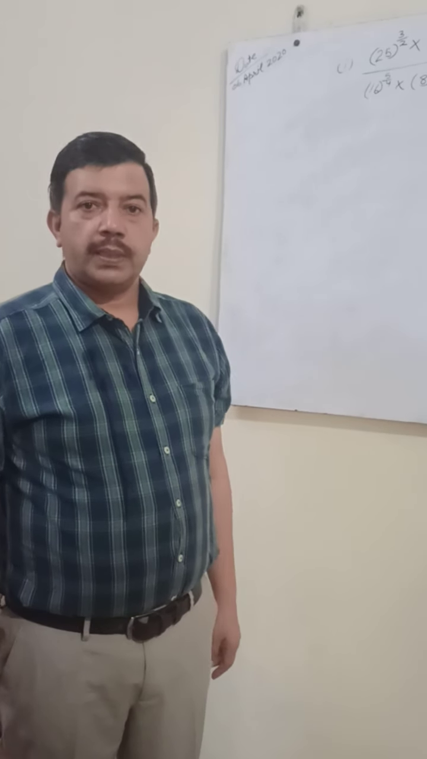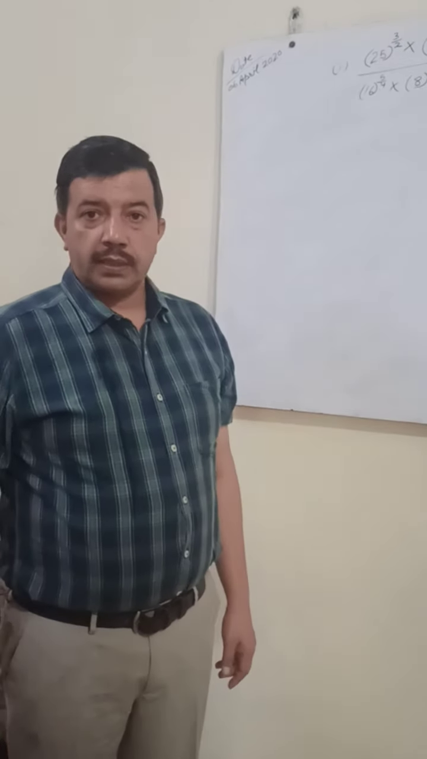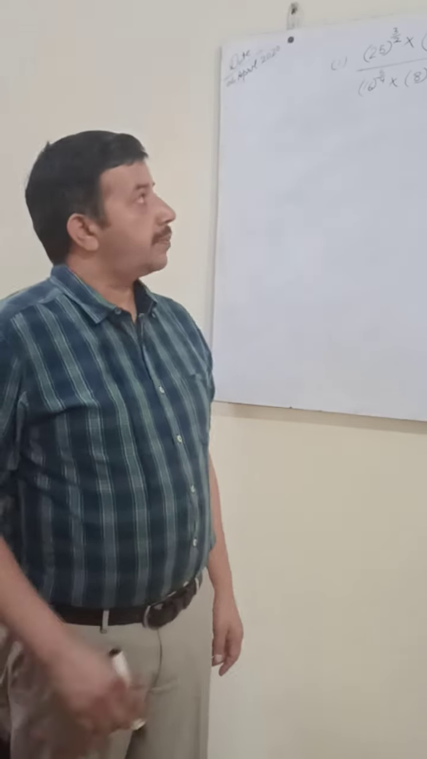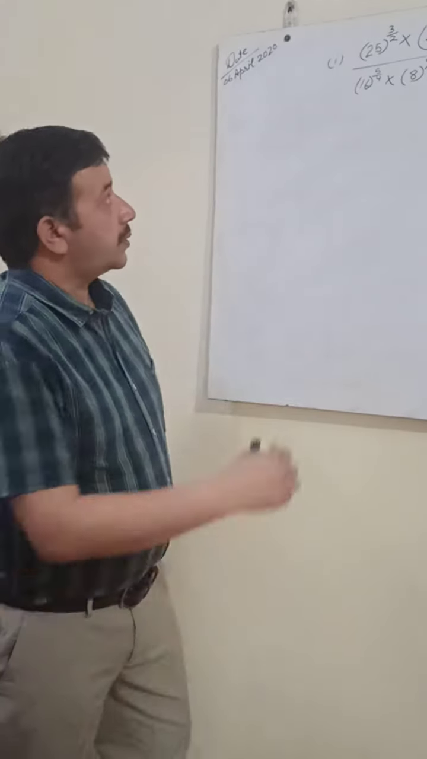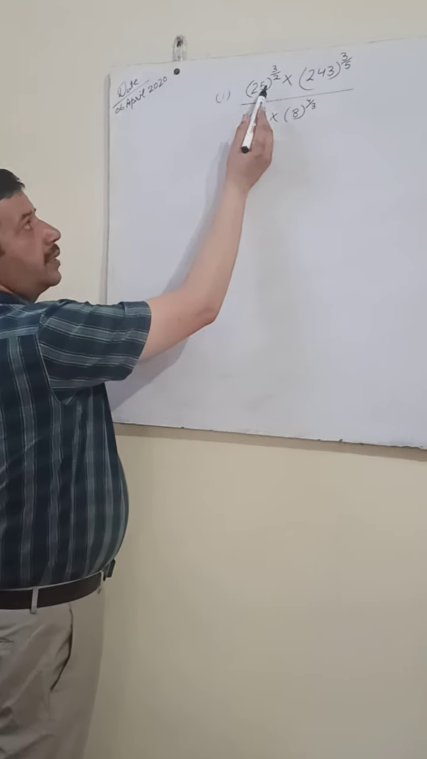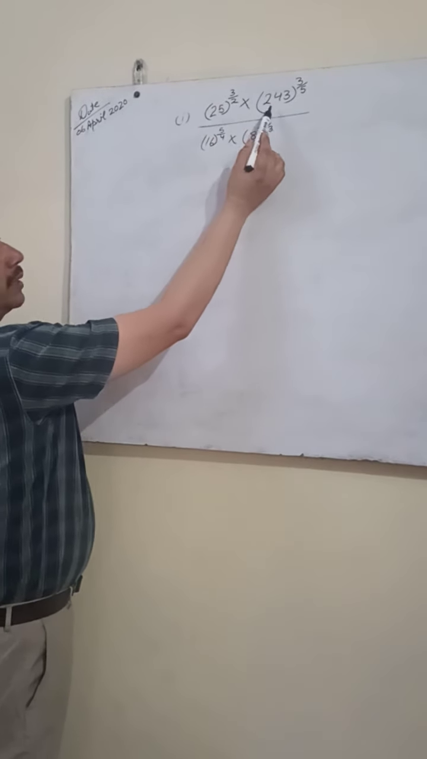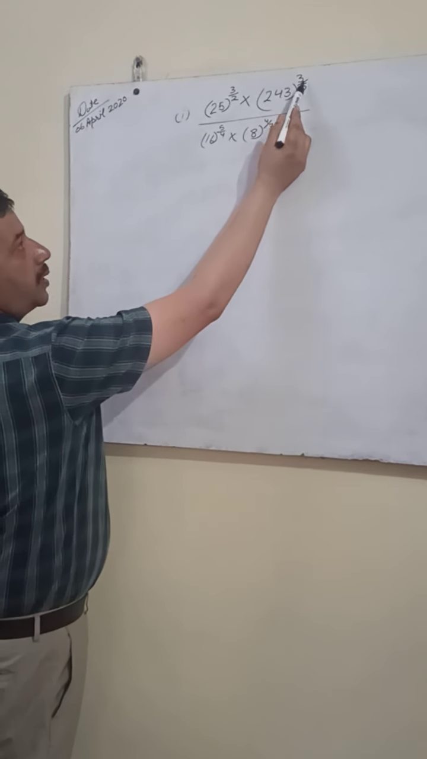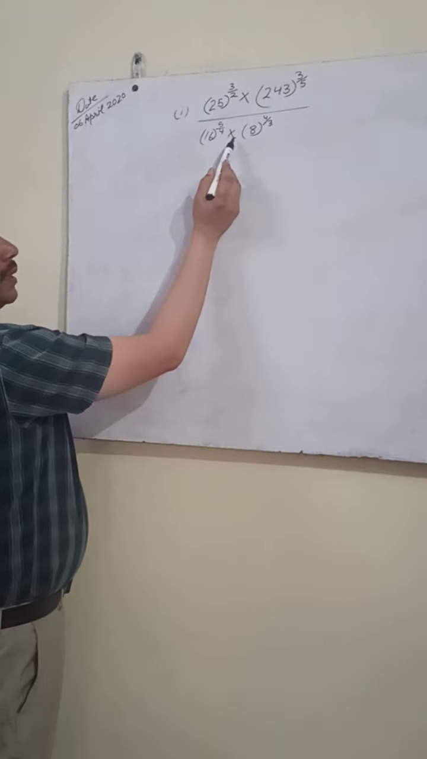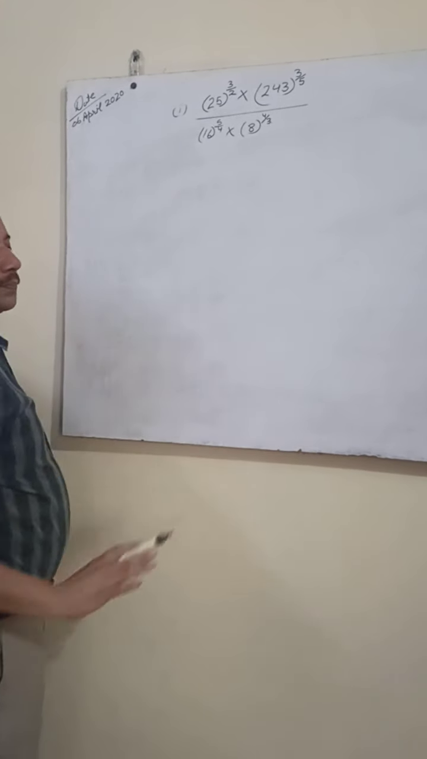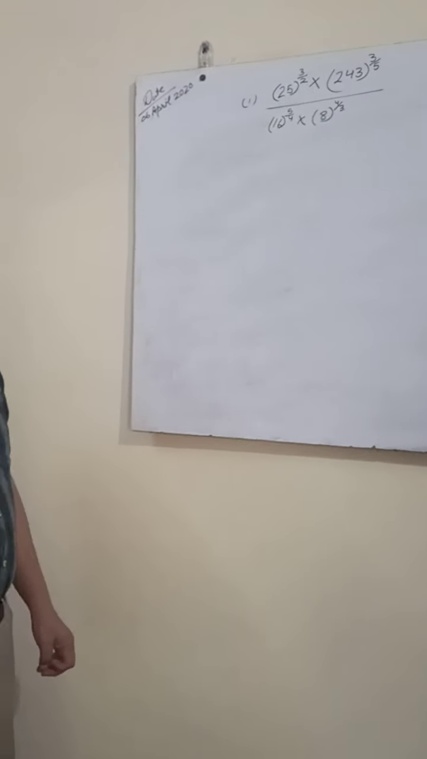Yesterday I explained the laws of exponent. Today I will explain some extra questions related to the laws of exponent. My first question is 25 raised to power 3 upon 2 multiply by 243 raised to power 3 upon 5 upon 16 power 5 upon 4 into 8 power 4 upon 3. How can we solve such a type of question?